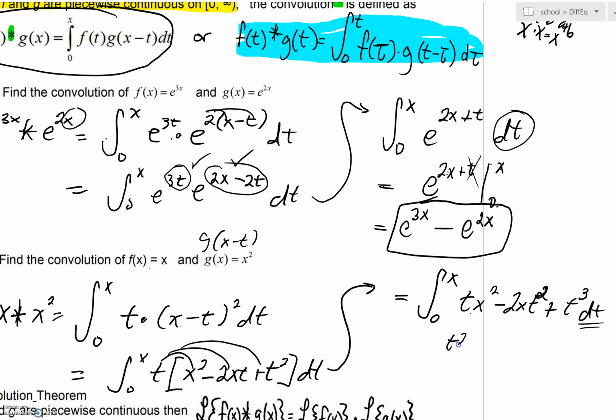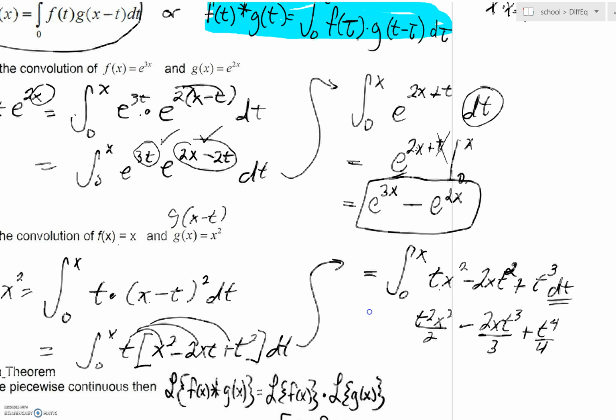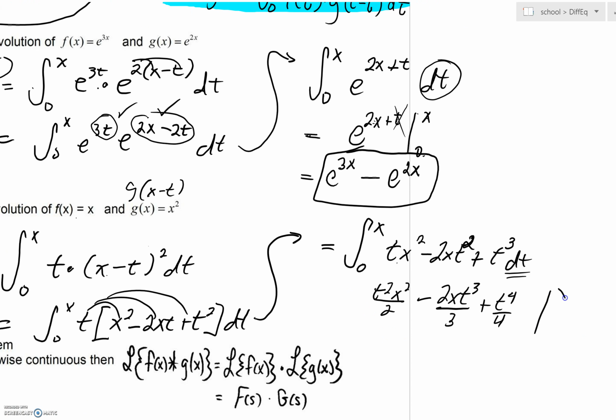And guys, as we take our antiderivative, again, with respect to t, we will have for our first term t squared x squared all over 2 minus, well, now we'll bump this up to t to the third. We'll have to divide by 3. And then over here we'll have t to the fourth all over 4. But with the fundamental theorem, we're going to be applying this from 0 to x.